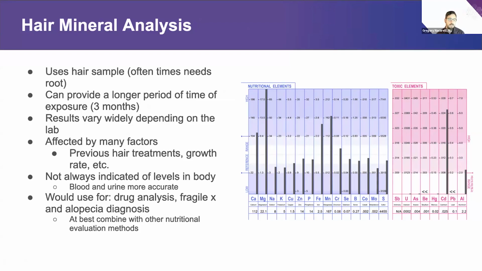With this, it's generally considered a measure of a longer period of exposure, because our hair takes long to grow, generally 3 months, though the results can vary widely depending on the lab, and it can be affected by many different factors, whether someone had previous hair treatments, their growth rate. And it's not necessarily indicative of levels in the body. Sometimes I'll see something might show up in a hair mineral analysis, but it's different on the blood and urine. So, it's not something I generally use for testing.